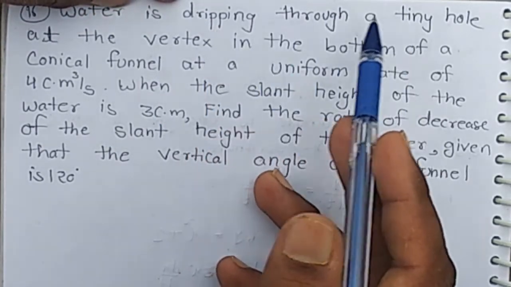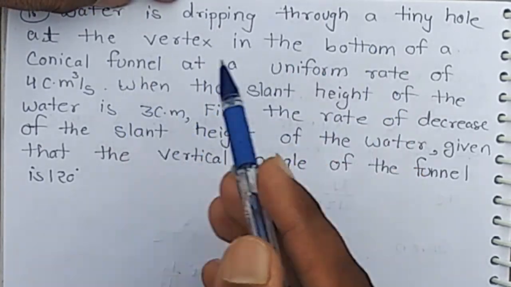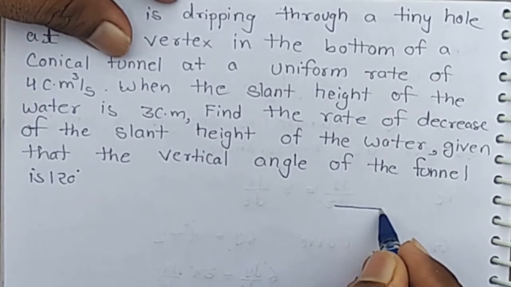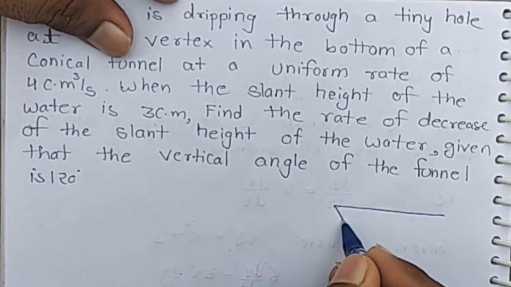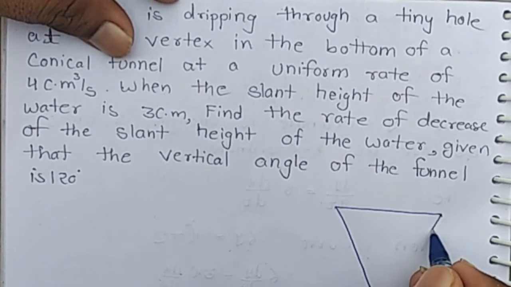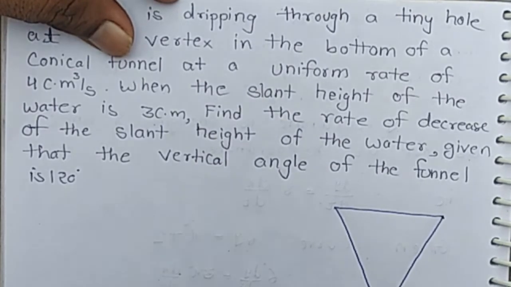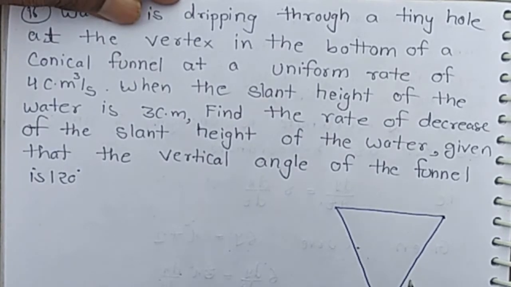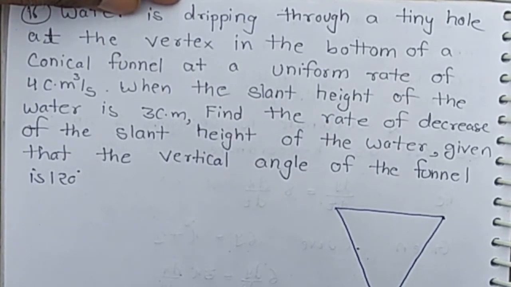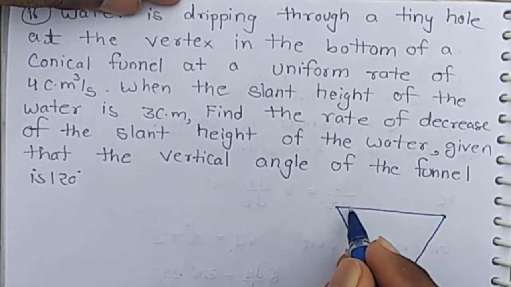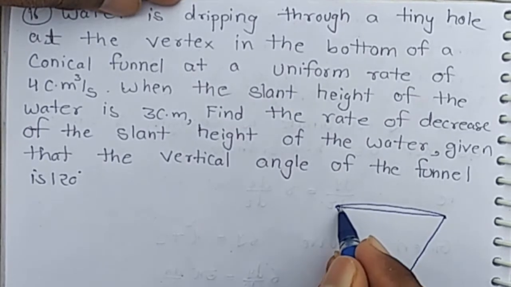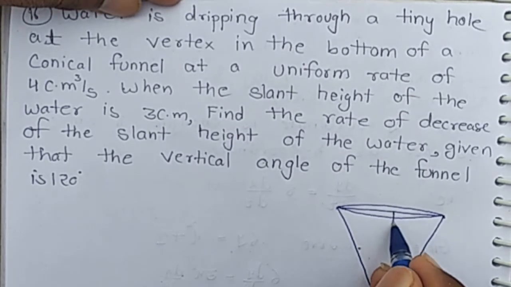Water is dripping through a tiny hole at the vertex in the bottom of a conical funnel. It means it is a conical funnel, and water is dripping out at the vertex.